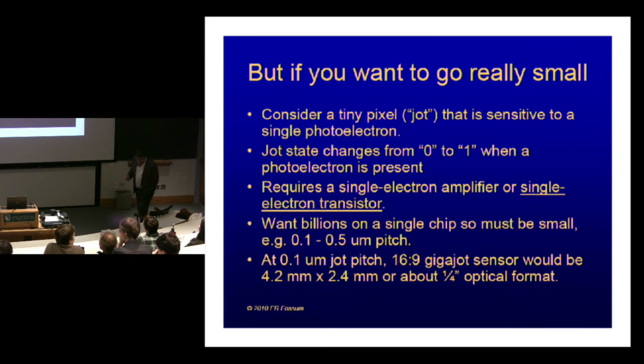All right, so high-speed readout. Anyway, suppose you want to go really small. Consider a really tiny pixel or a jot that's sensitive to a single photoelectron, and the jot state changes from a 0 to a 1 when a photoelectron is present. So we're going to need some sort of single electron amplifier or single electron transistor that allows that to happen. And we're going to want billions of these on a single chip, so they must be small, like 0.1 microns on a side. And we were just talking about 1.4 micron pixels. This is 100 times smaller in area. And at a 0.1 micron jot pitch, a 16:9 aspect ratio sensor would be only a quarter inch in diagonal, which is very small.